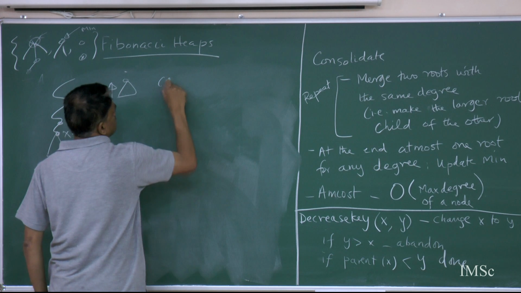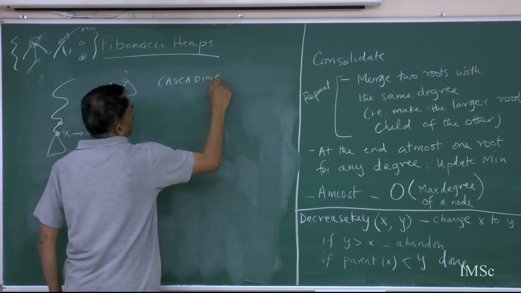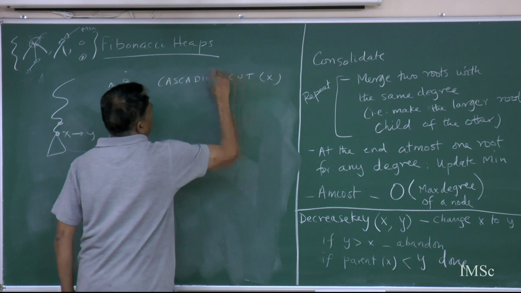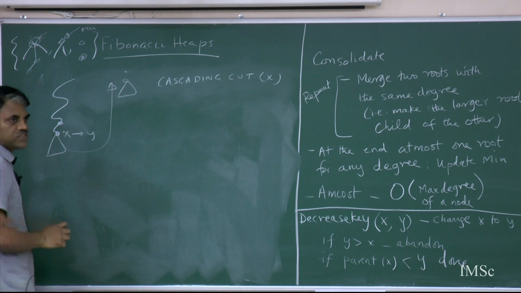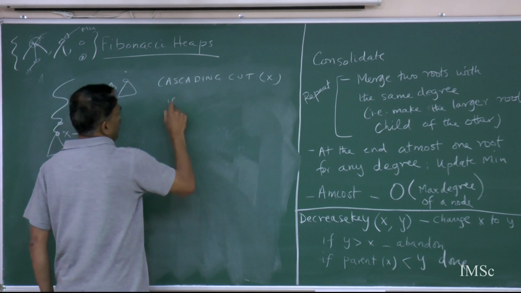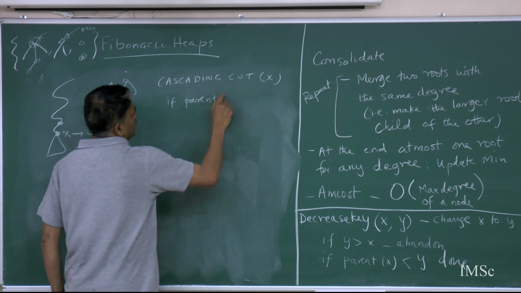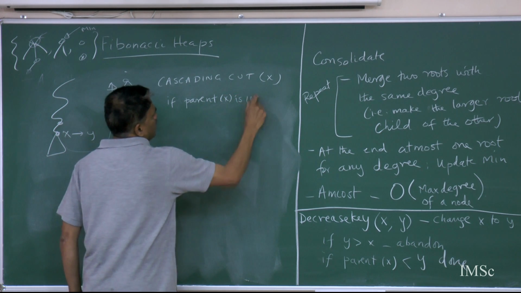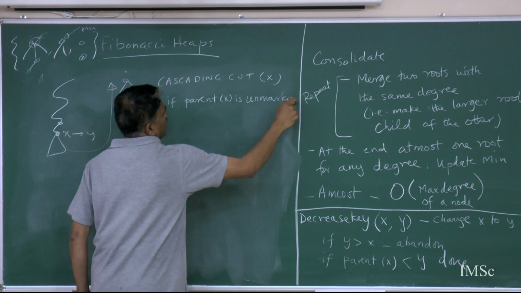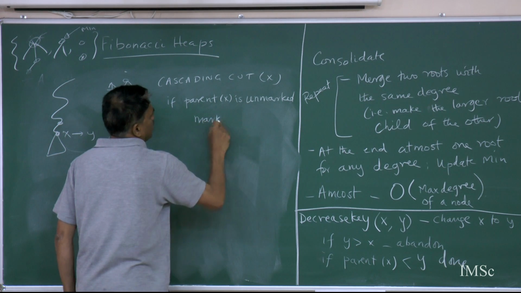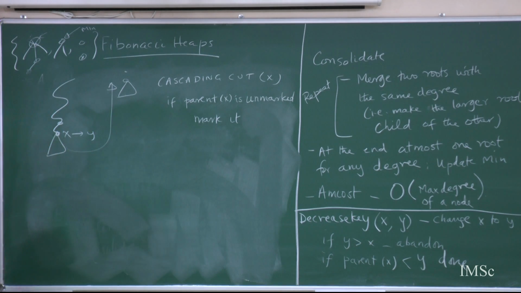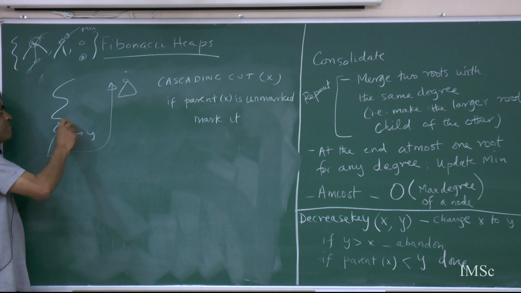Cascading cut. So let's say with this parameter x, which is the root of this subtree, if the parent of x is unmarked, mark it, and that's it, we're done. So initially everybody is unmarked. So my parent is unmarked means that I am the first child being lost. So that's fine. I marked my parent saying, okay, I've lost a child.